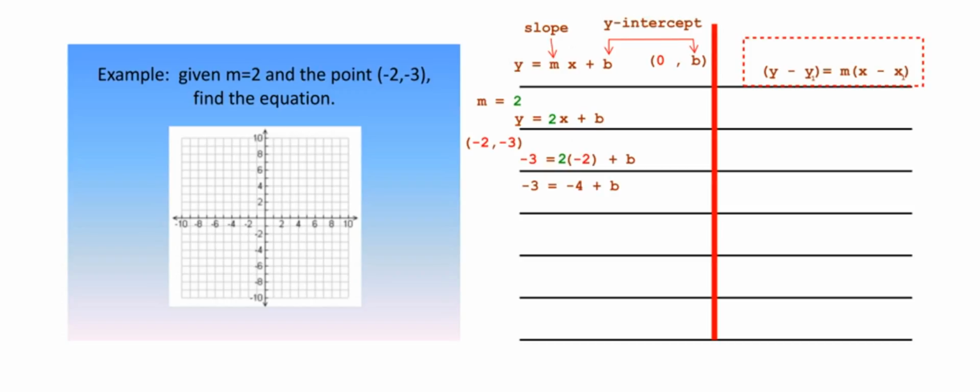And finally, we want to solve for b. So we want to get rid of the 4 from the right side. So add 4 to both sides to get rid of it. -3 plus 4 gives us 1. On the right side, -4 plus 4 cancels out or gives us 0. In other words, all we have left is the b value on the right side. So b equals 1. This tells us that our y-intercept is (0, 1). We know the y-intercept value now.